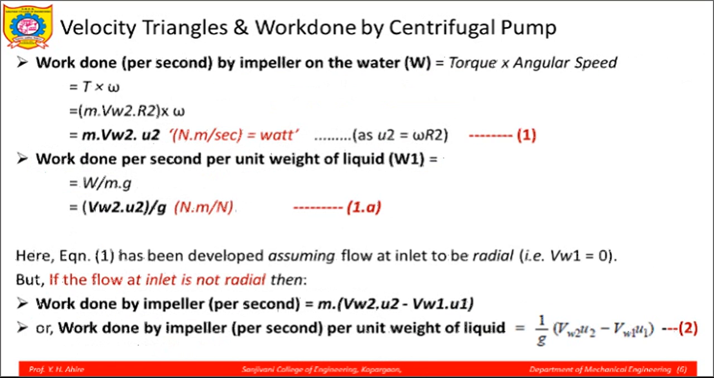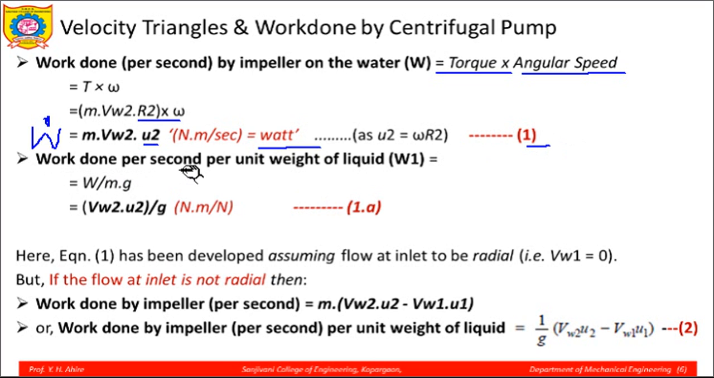Unit will be Newton meter. Therefore, work done per second by the impeller onto the water is given by the torque exerted into angular speed. So that is equal to torque into omega. So this is equal to m into VW2 R2 into omega. R2 into omega can be written as U2. So therefore, work done per second by the impeller onto the liquid is W dot equal to m VW2 U2. Its unit will be watt, Newton meter per second. Let us call this equation number 1.